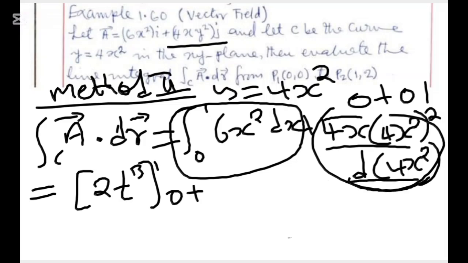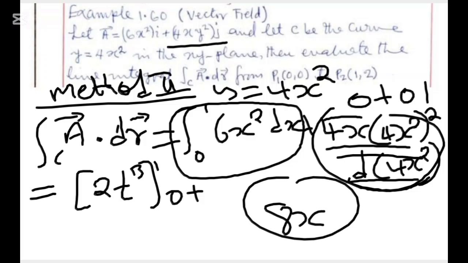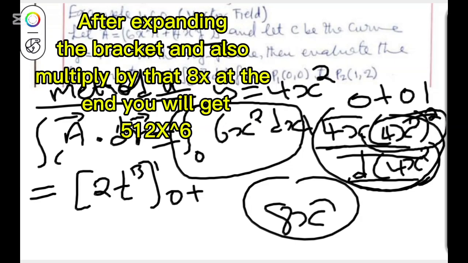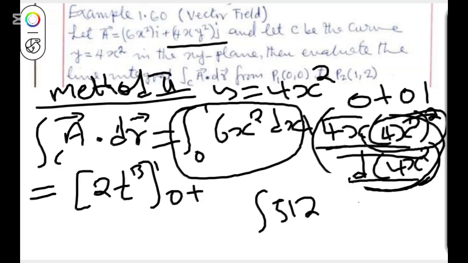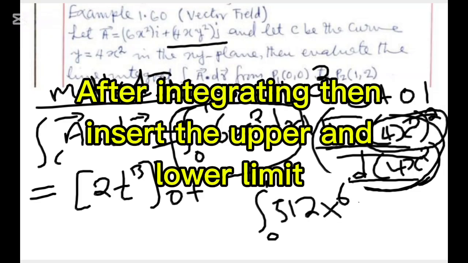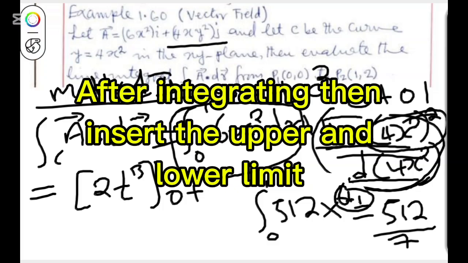If I differentiate this, I'll get 8x. After differentiating this, 4x multiplied by this 4x power 4. At the end I'll get 512x power 6. So the integral of 512x power 6 to the limit 1 to 0 is the same thing as saying 512 divided by this power plus 1, which is 7.